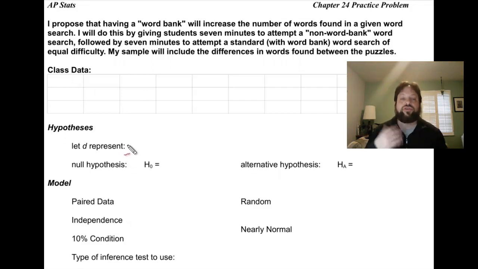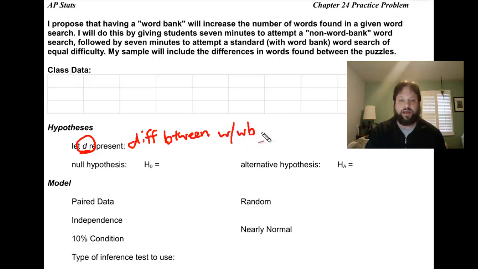Now, we have this new variable called d. And d is going to be very important when we're talking about the means of differences, because d actually does represent the difference. Now, it's important that we state which way this difference is looking. So we could say this is the difference between those with the word bank minus those without the word bank. And so what we're hoping is that the difference between these actually does end up being greater than 0, if we think the word bank actually helps.